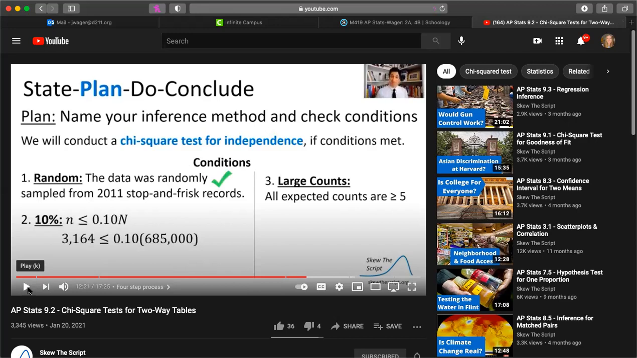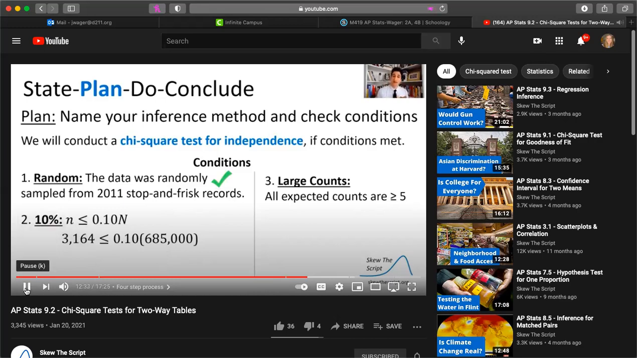I'm going to pause there again. Something I noticed on some of your homework, when you were doing the 10%, you were looking at the individual categories. What I want you to see is that this is your grand total. If you rewind the video, that 3,164 was the total. That was everybody in your sample, not the individual columns and not the individual rows. You only have to do one 10% condition, and that is based on the total people in your sample.